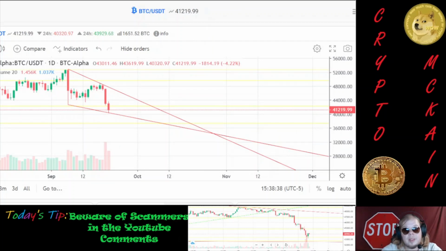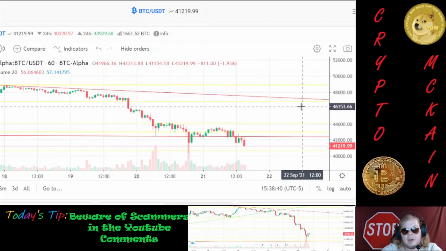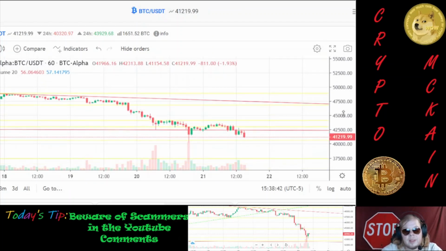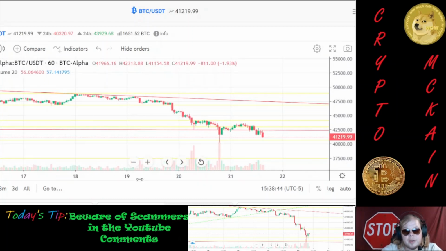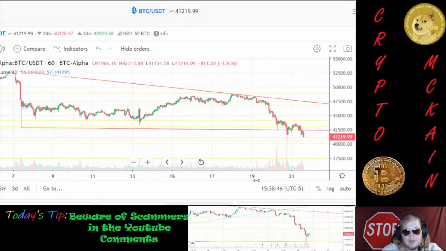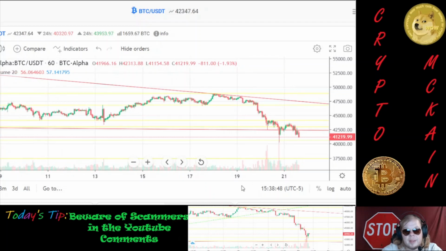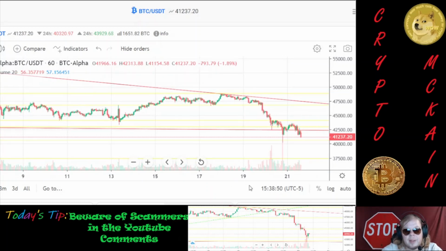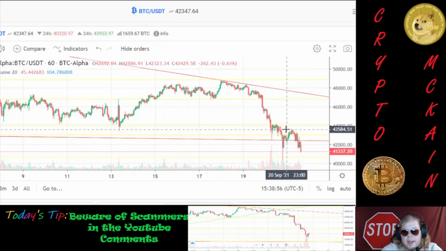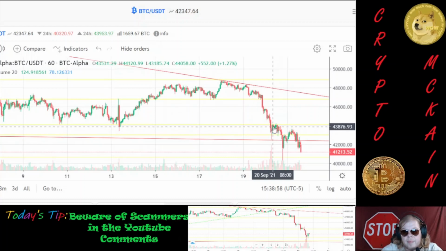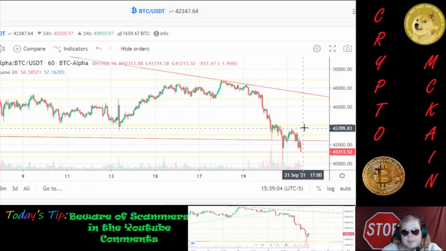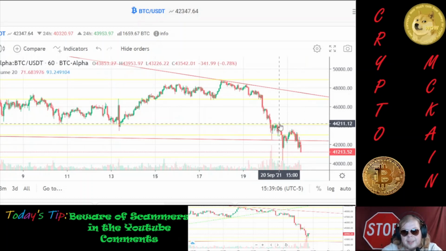Alright, so let's see if we can do the same thing on the hourly. See how they stack up against each other. Alright, so here's my previous support here. If you're looking at the hourly down below my screen, it ended right about here. And so this was the little jump that you see at the end of my hourly screen yesterday. And I thought we might go back up to the support level and test it.